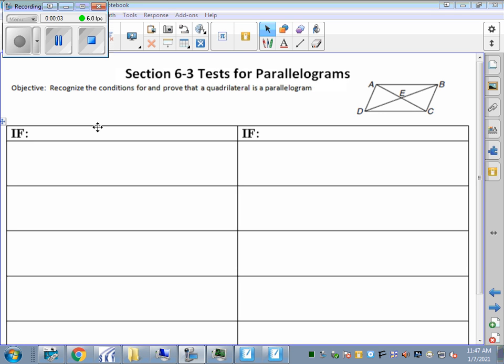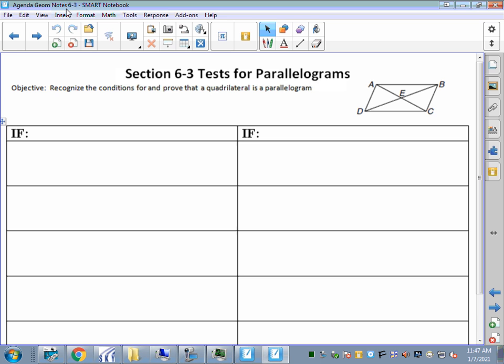Hello, everybody. Welcome back to geometry. We're in section 6.3, and I gotta say, 6.3 is gonna feel like deja vu, 6.2 all over again. So if this feels familiar, you are absolutely on the right track because we've done this.